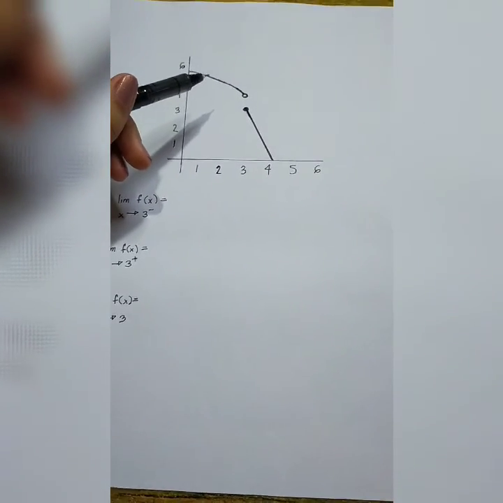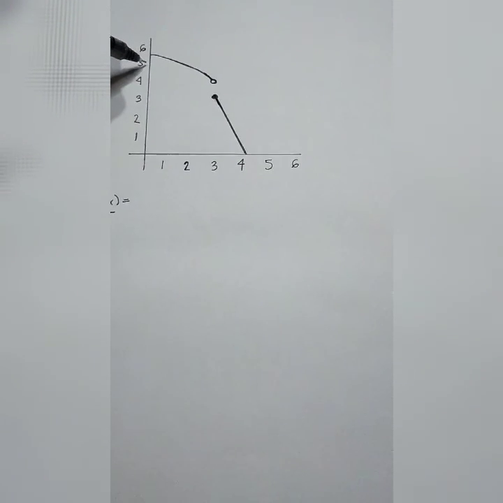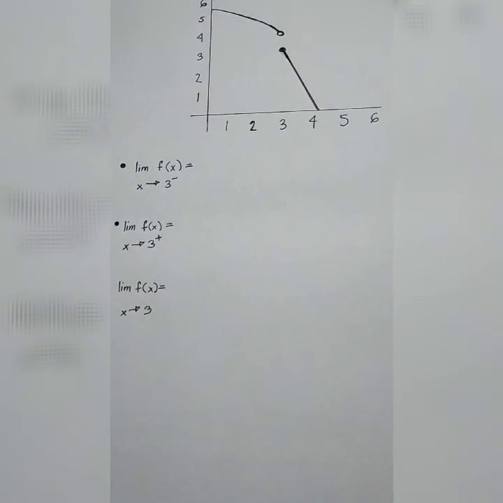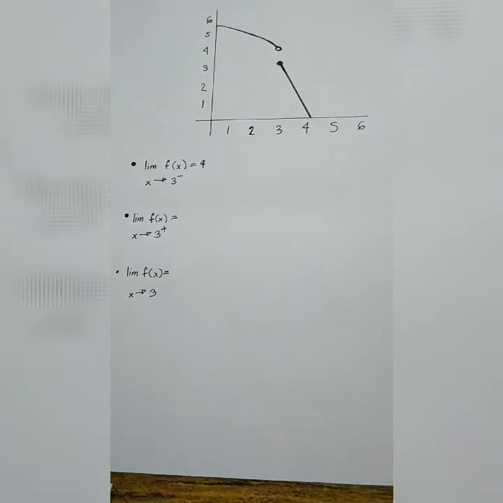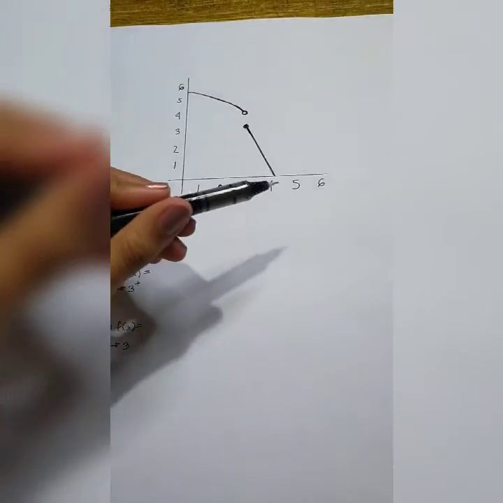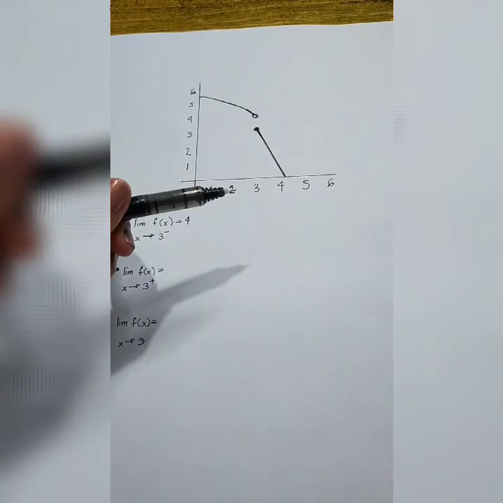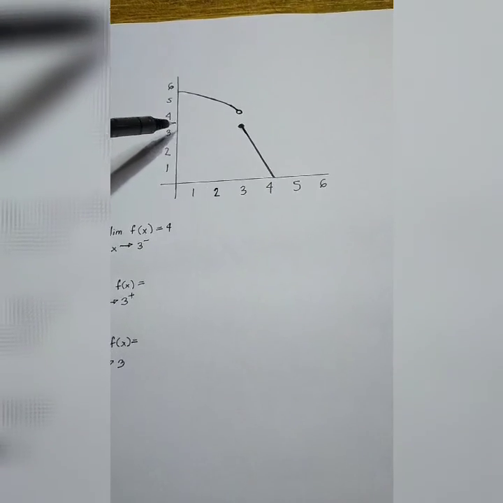Notice that the y value from the left, so this is our left, is 4. We can write this equals 4. Now, from the right of f of x, if we follow the curve from the right side as we approach an x value of 3, notice that the y value is 3.